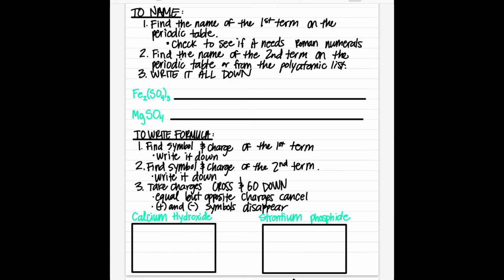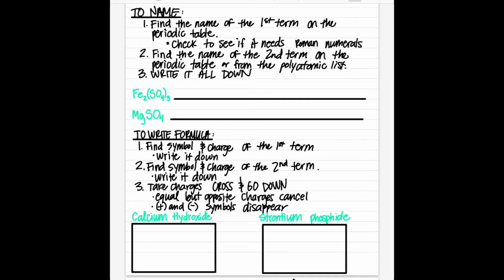Okay, so step 2, find the name of the second term on the periodic table or from the polyatomic list. That list is on the back side of your periodic table. That list is what's going to help you. Do not make something up, okay? Find it on the periodic table. You will never have something that says sulfur, oxygen, hydrogen. No, okay? It's never going to be sodium, oxygen, hydrogen. It will be sodium hydroxide, okay? Don't make it up. Find it.